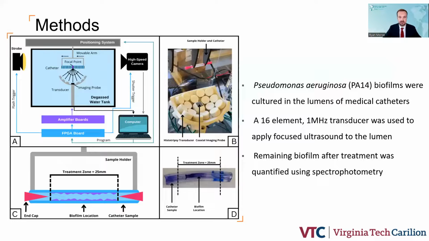In this study, we used a Pseudomonas aeruginosa-based biofilm, which was cultured in the lumens of medical catheters, as you can see in Figure C and Figure D. Once this was done, a 16-element 1 megahertz transducer was used to apply focused ultrasound to the lumen. This focused ultrasound beam was then applied along the length of the catheter by using a 3D positioning system to move the catheter through the transducer focal point, as depicted in Figure A. Once this was complete, remaining biofilm after treatment was then quantified using spectrophotometry.